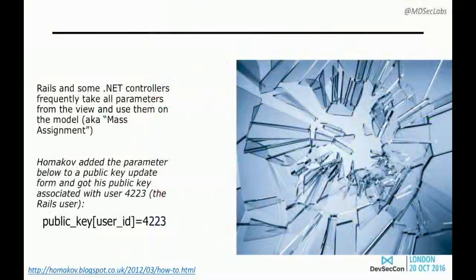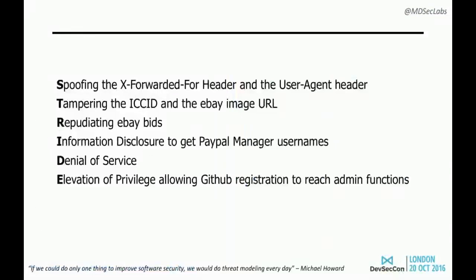Sorry, I'm running a little bit out of time, but this is basically all he had to do. He had to add a parameter called public key user ID equals, and then he picked the Rails user, and he got his public key associated with the Rails user. So again, pretty easy, high-profile hack, not too difficult to guess, hopefully. He found out the user ID pretty easily. Again, you can read up more about it there.